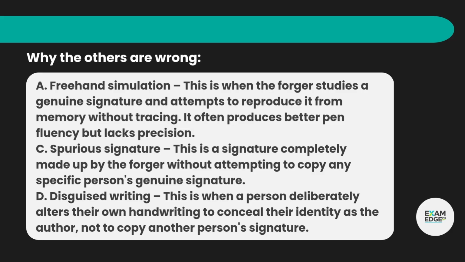Why the others are wrong. A. Freehand simulation. This is when the forger studies a genuine signature and attempts to reproduce it from memory without tracing. It often produces better pen fluency but lacks precision. C. Spurious signature. This is a signature completely made up by the forger without attempting to copy any specific person's genuine signature. D. Disguised writing. This is when a person deliberately alters their own handwriting to conceal their identity as the author, not to copy another person's signature.